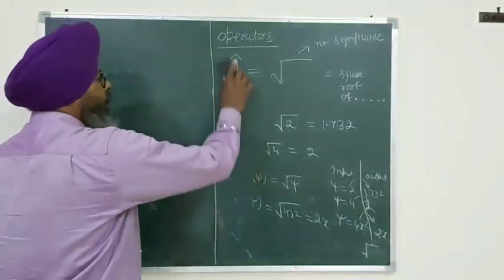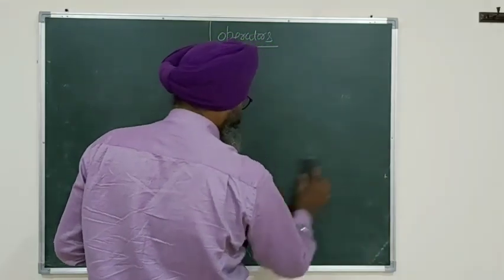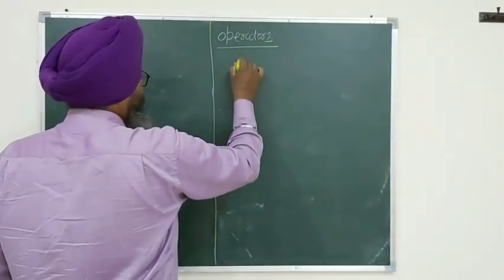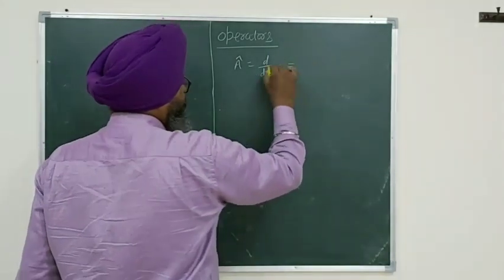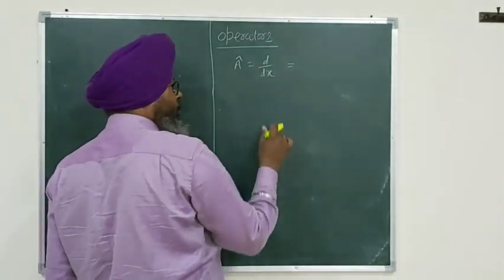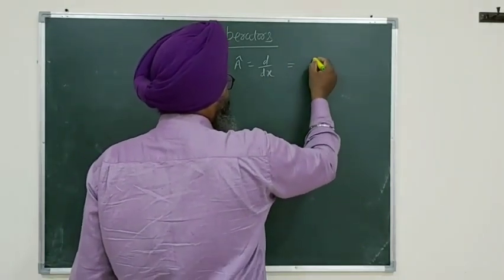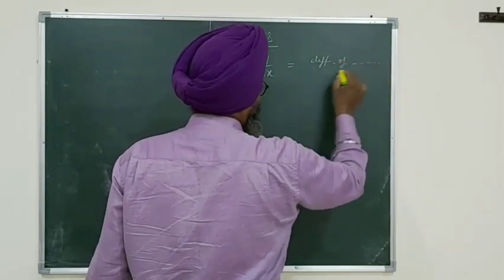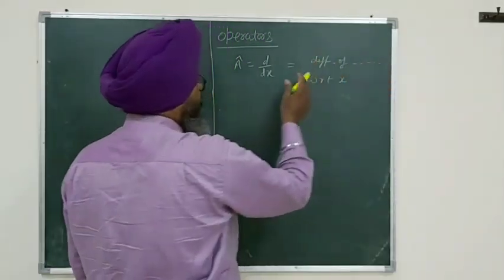This operator is the differential operator. Look at this. Let us say a cap is equal to d by dx. How would you read it? What is this process? If I want to make this process in terms of a statement, then I would give this statement: differentiation of dash dash dash with respect to x. Now this dash dash dash will be the argument.